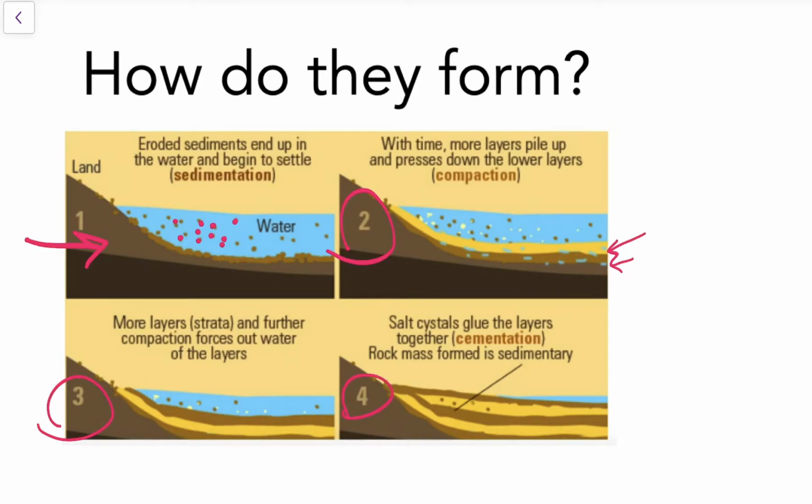Step 4, salt crystals glue the layers together. Cementation. A sedimentary rock mass is formed. So what they're saying is that after years and years of this pressure on top of the rock, sometimes you get some kind of glue to hold the sediments together. It's kind of like a cement, right? That's why it's called cementation.